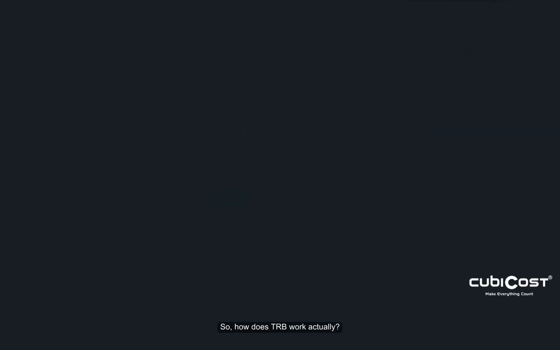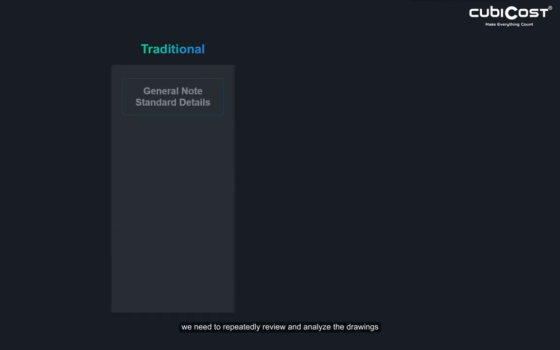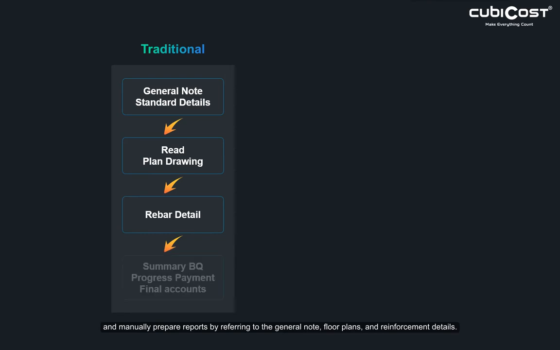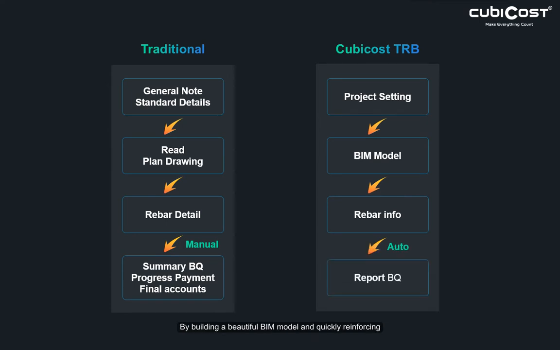So, how does TRB work actually? In the traditional quantity takeoff mode, we need to repeatedly review and analyze the drawings, and manually prepare reports by referring to the general note, floor plans, and reinforcement details. In TRB, the calculation rules are built in. By building a beautiful BIM model and quickly reinforcing, you can automatically extract quantities and export various reports. It can be said that the TRB calculation idea is consistent with our traditional calculation method.